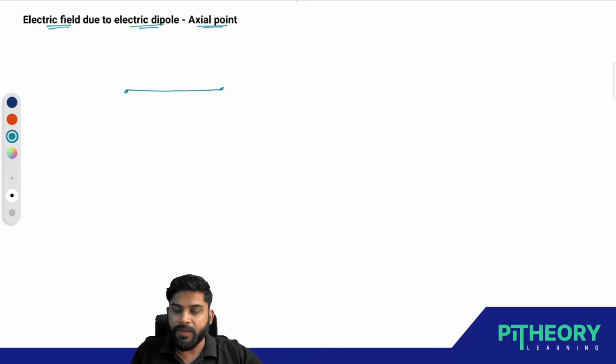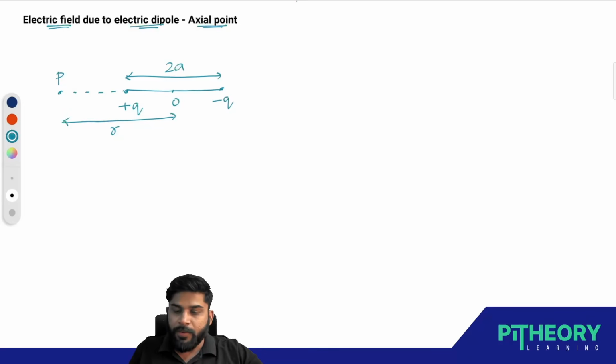Let's say this is plus Q, this is minus Q. This is the center of the dipole. The length of the dipole, let's say we are taking it as 2a. From the center to both the charges, let's take the distance as a. We consider a point along the axial line. This is the point P, which is along the axial line. Let's say the distance from the center of the dipole to the point P is R.